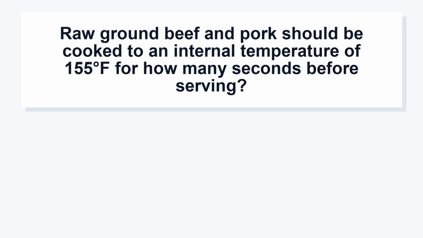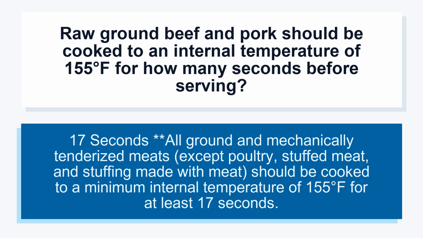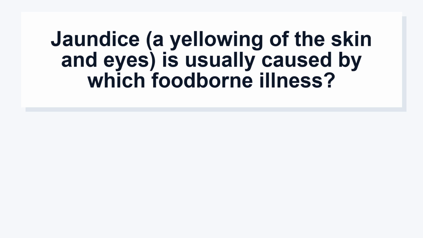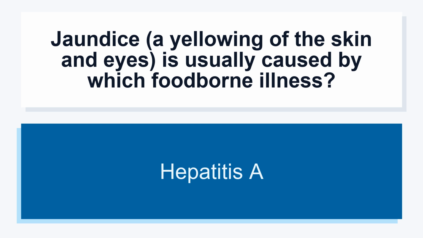Raw ground beef and pork should be cooked to an internal temperature of 155 degrees Fahrenheit for how many seconds before serving? 17 seconds. All ground and mechanically tenderized meats, except poultry, stuffed meat, and stuffing made with meat, should be cooked to a minimum internal temperature of 155 degrees Fahrenheit for at least 17 seconds. Jaundice, a yellowing of the skin and eyes, is usually caused by which foodborne illness? Hepatitis A.